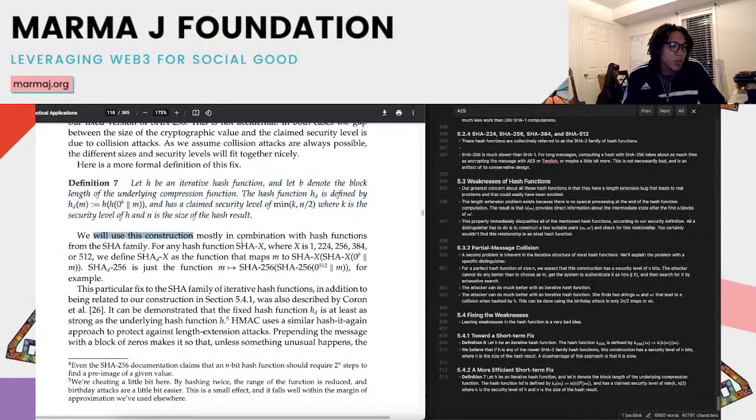We will use this construction mostly for hash functions from the SHA family, for any hash function SHA-X. We define SHA-DX as the function that maps a message to SHA-X applied with the zero block. SHA is just a function of the block size, 512 for example. Okay, this is pretty useful in my opinion.